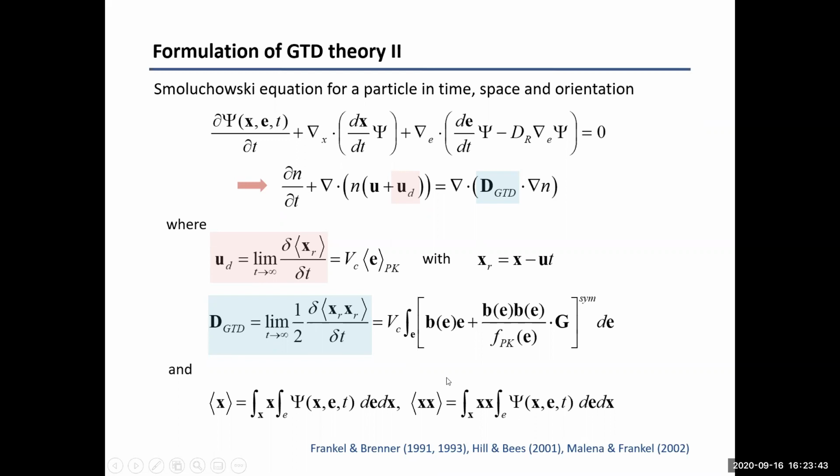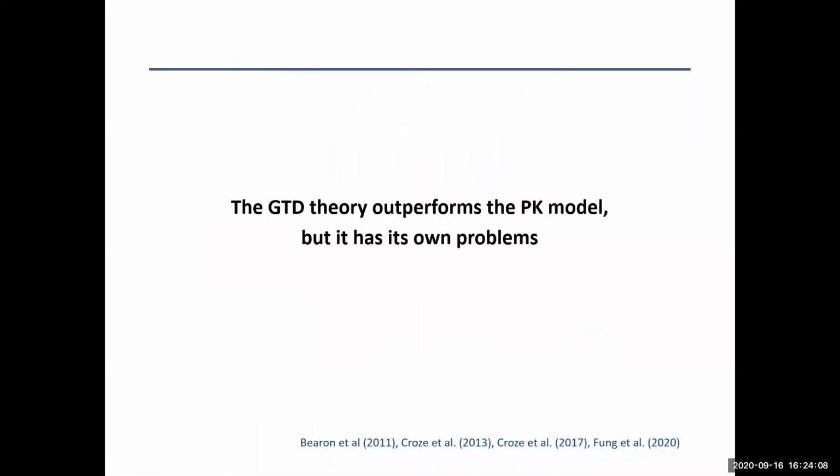And then in the case of gyrotactic swimmers, Hill and Bees showed that this U_D is the same as the one that Pedley and Kessler used. And this expression was a bit complicated, but this is the diffusivity expression they were using. So this is the outline of generalized Taylor dispersion theory. And then there are quite a few studies which now show that this GTD theory, generalized Taylor dispersion theory, performs much better than the Pedley and Kessler model. Okay.